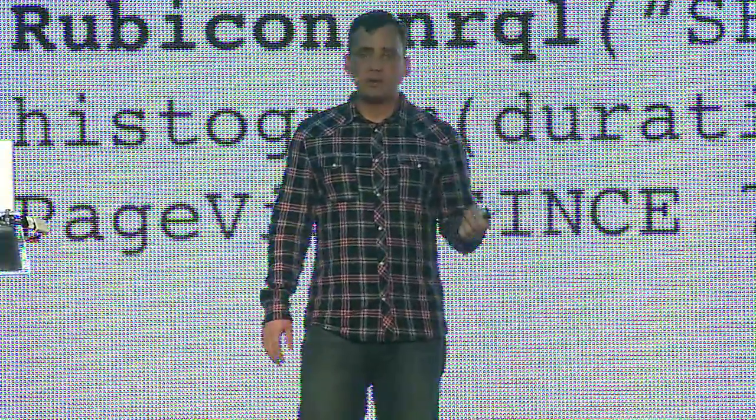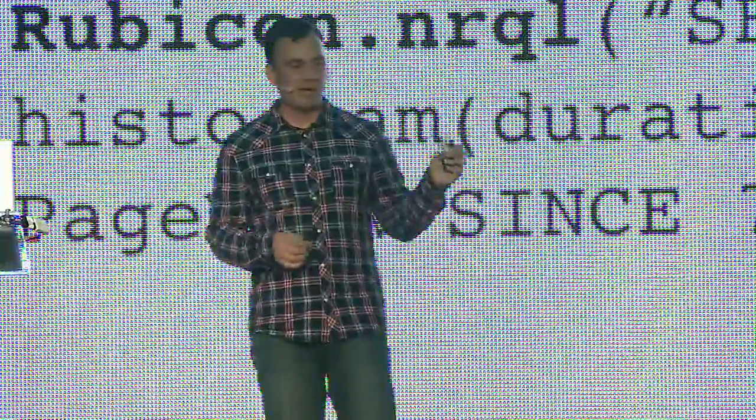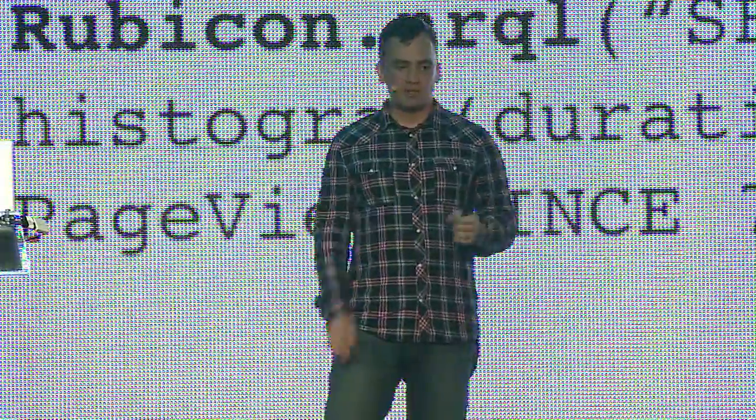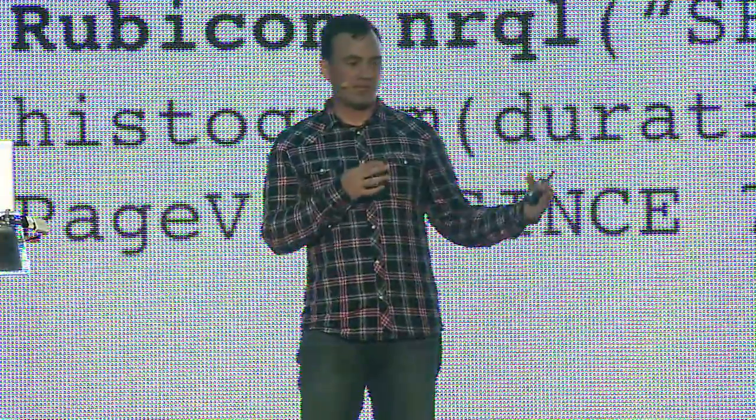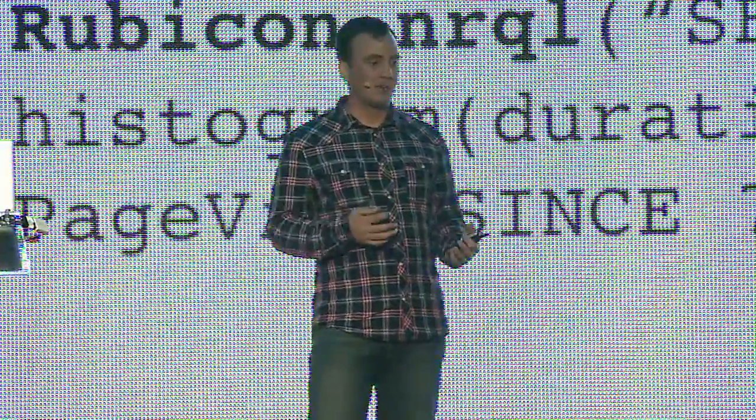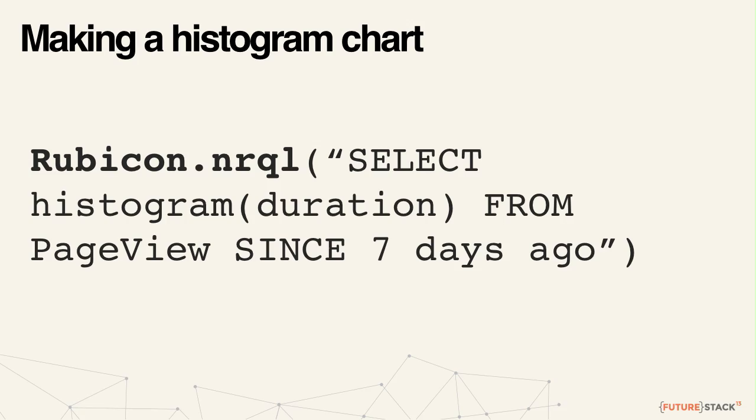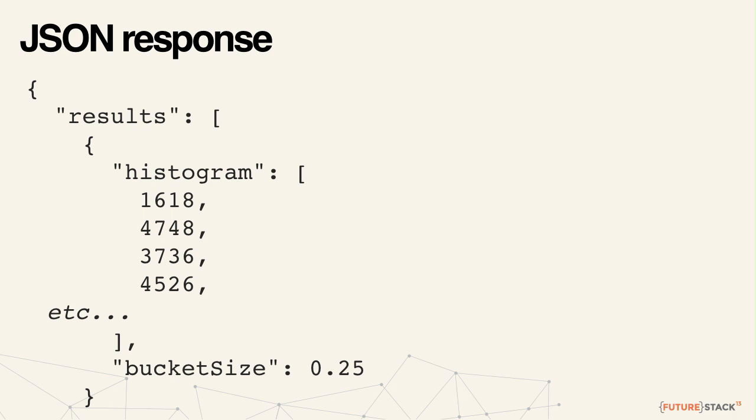To make the histogram chart that we just looked at, you can just say Rubicon.NRQL, and then pass in your NRQL query. The query to build that histogram is just: select histogram duration from page view since 7 days ago. And that gives you a nice JSON response that you can work with. So you get a result, and you have a count of each bin in the histogram, and you get the bucket size. You can take that data and build your own chart with it using any sort of charting library you want. It makes it really convenient to do that.